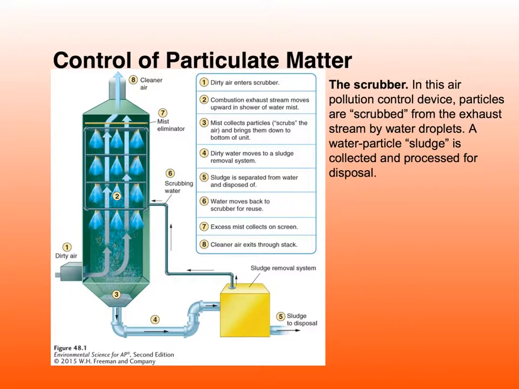Okay, this air pollution device, particles are quote-unquote scrubbed from the exhaust stream by water droplets. So they use water droplets to kind of weigh down the smoke particles as they come up. You can see here, right? So that it'll precipitate out by gravitational collection. It'll go into a sludge removal system, which will eventually have to be cleaned, right? So it's definitely not a completely clean fix, but you're reducing the amount of air particulate matter, right? And this will eventually have to go to a landfill or be burned.